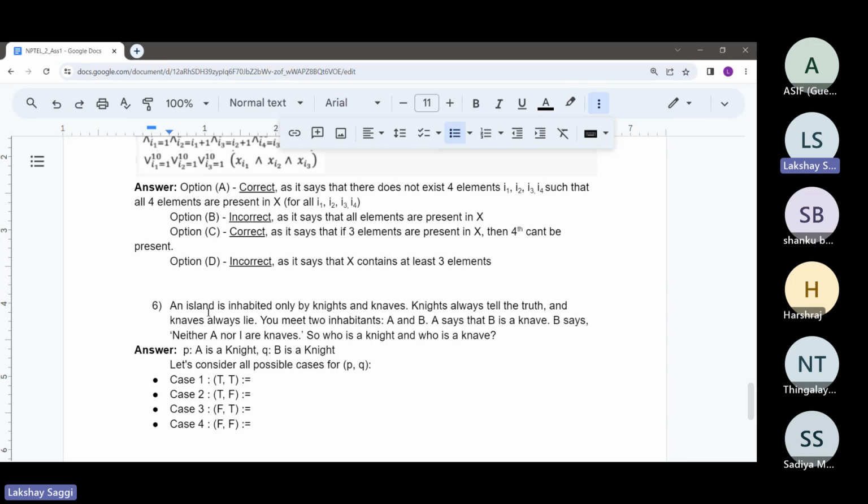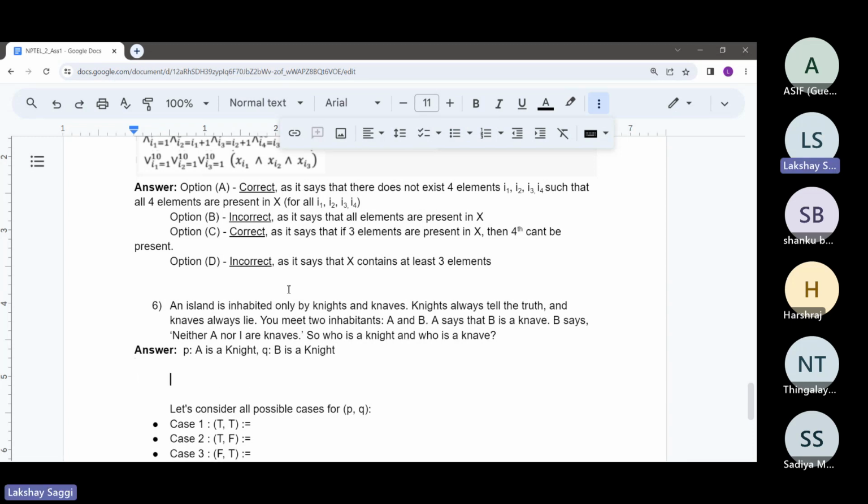Now also let's see what A says. The statement which A makes is that B is a knave. So if we meet two inhabitants A and B, A is saying that B is a knave. So A essentially says not B, because A says that B is a knave. It would be not Q. So if B is a knave, then B is not a knight. So A is essentially saying not Q.